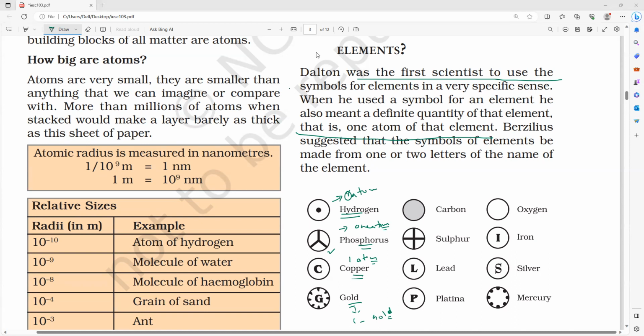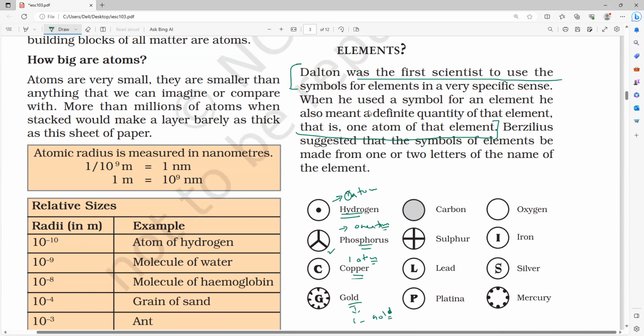So a symbol is a sign or object which represents something. Very good. Till here, all of you see that. It is used for an element and also means a definite quantity of the element. That is what you have to remember. So it represents in two ways. What is it, everybody? A symbol is used for representing the element.